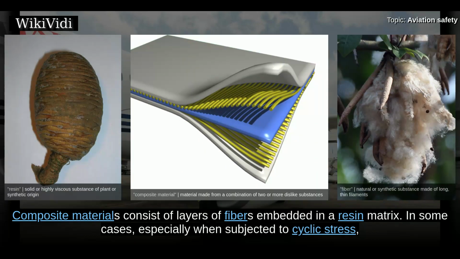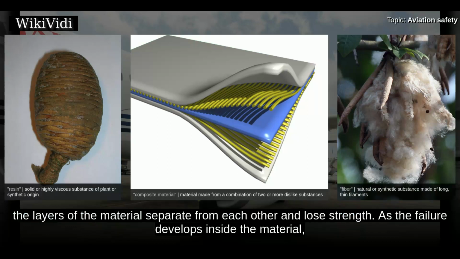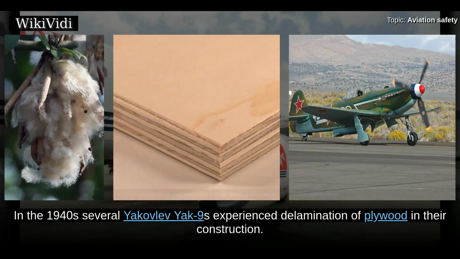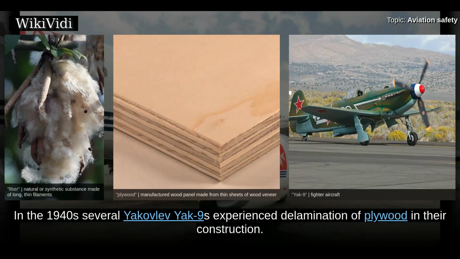Composite materials consist of layers of fibers embedded in a resin matrix. In some cases, especially when subjected to cyclic stress, the layers of the material separate from each other and lose strength. As the failure develops inside the material, nothing is shown on the surface. Instrument methods have to be used to detect such a material failure. In the 1940s, several Yakovlev Yak-9s experienced delamination of plywood in their construction.